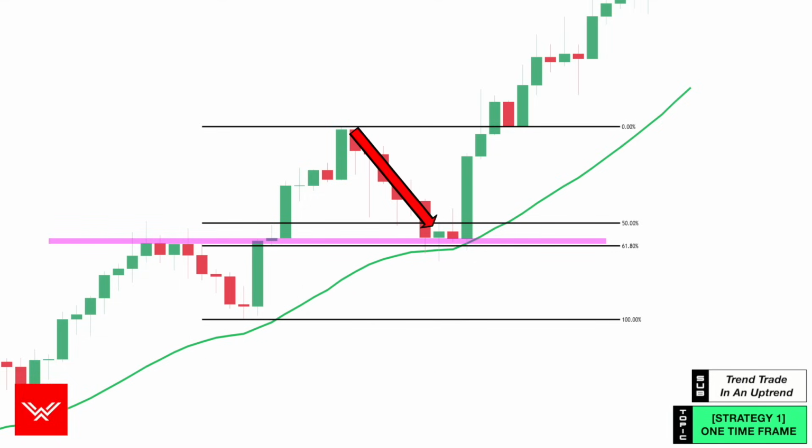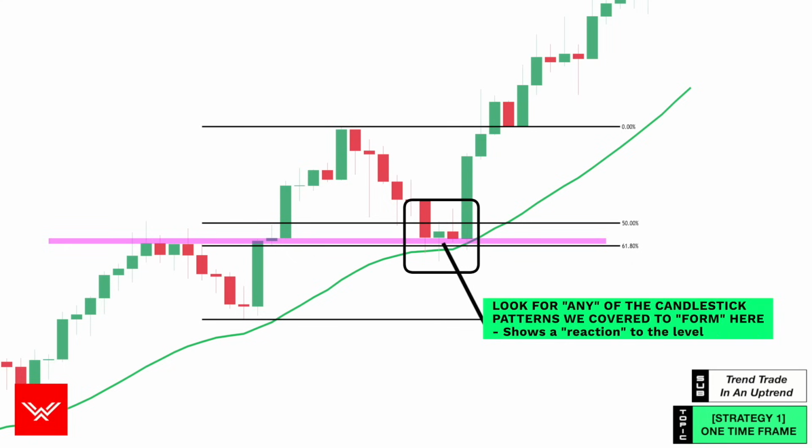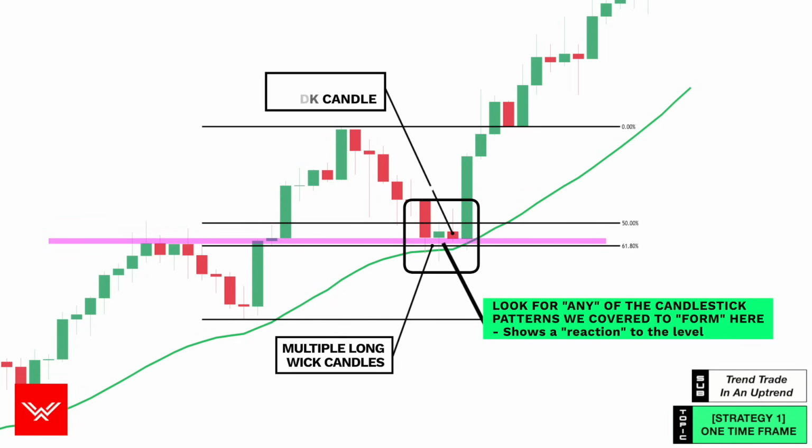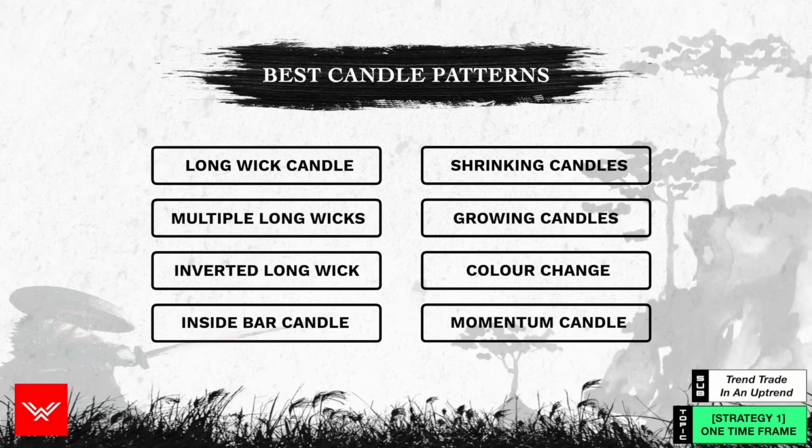Now, as price came back down, you were looking for any of the candles we covered to form at the area of confluence to show a reaction to the level. In this case here, the candles you had that formed are multiple long wick candles and an inverted long wick candle. Again, it could have been any of these candle patterns that formed, as it would work the same.